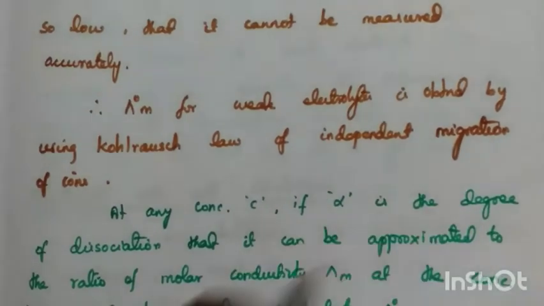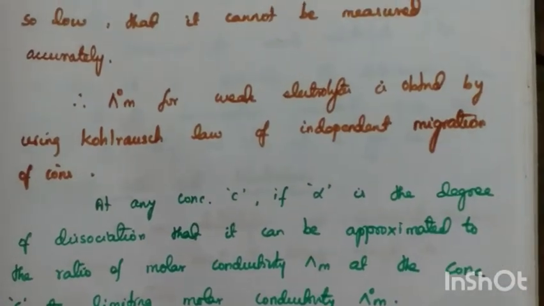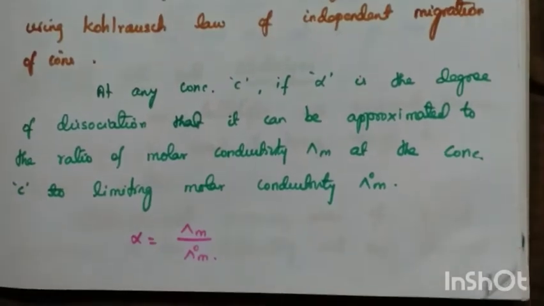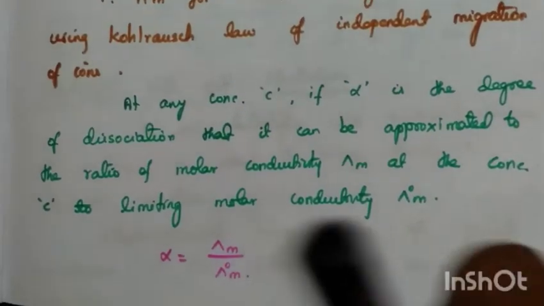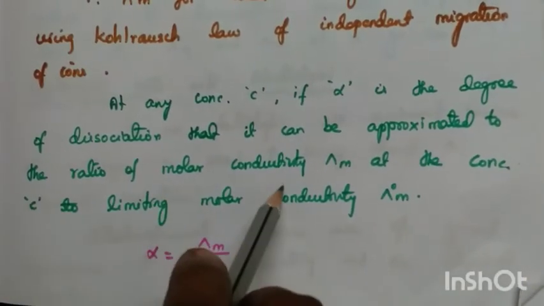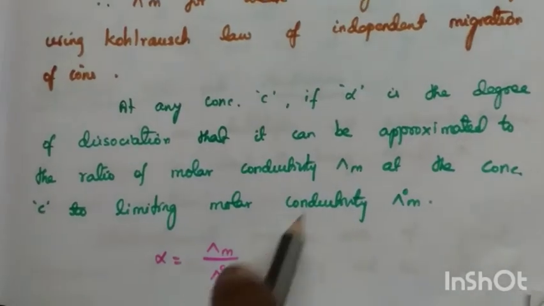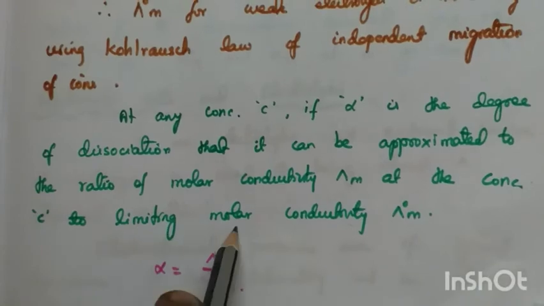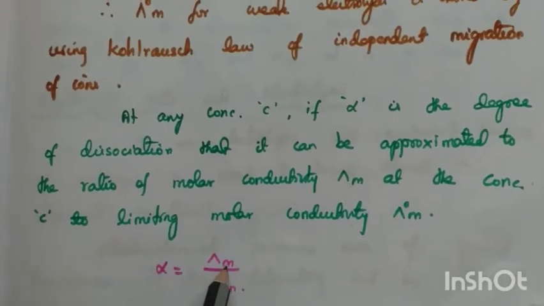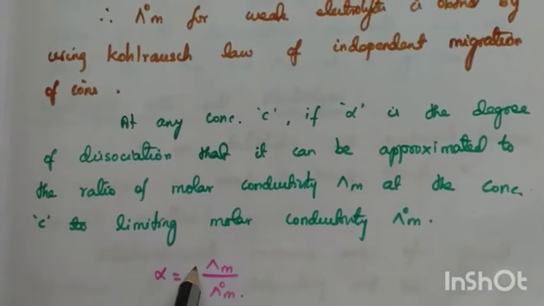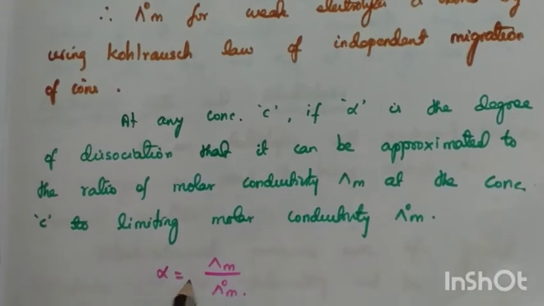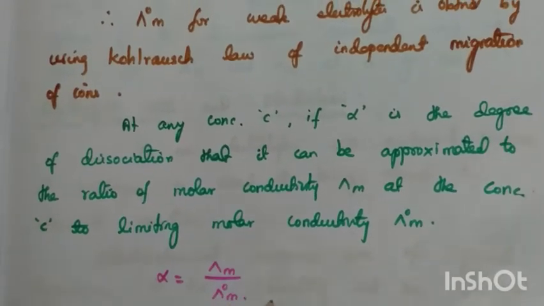At the concentration C, if alpha is the degree of dissociation, then it can be approximated to the ratio of molar conductivity Λm at the concentration to the limiting molar conductivity. Naught means limiting molar conductivity, m means normal molar conductivity. So alpha is the degree of dissociation, no? So alpha is equal to molar conductivity by limiting molar conductivity.